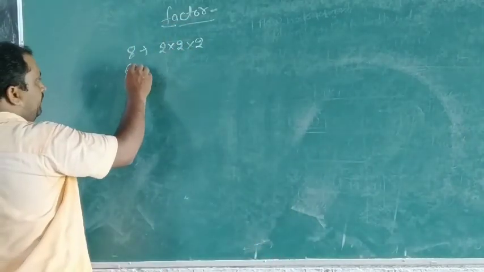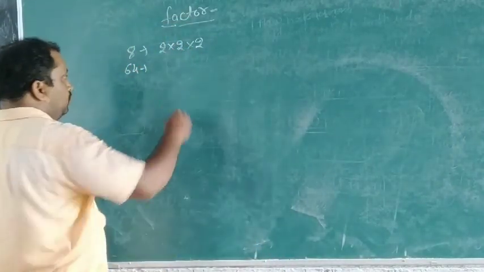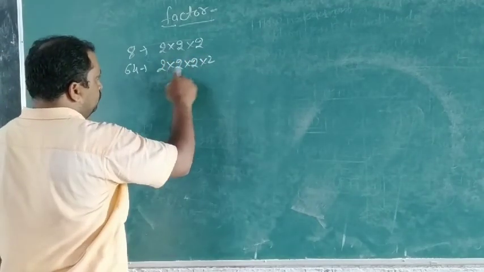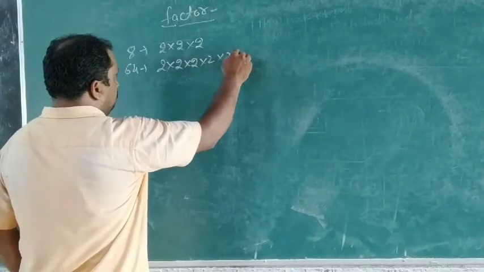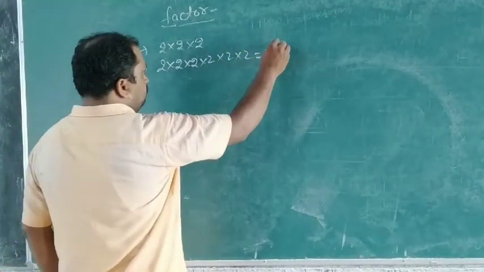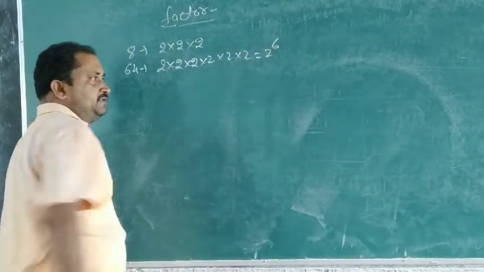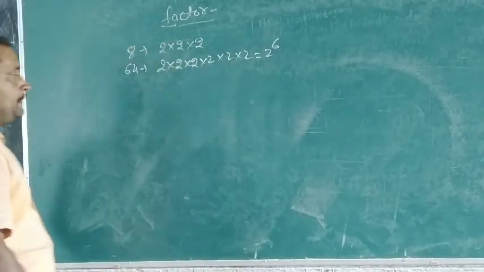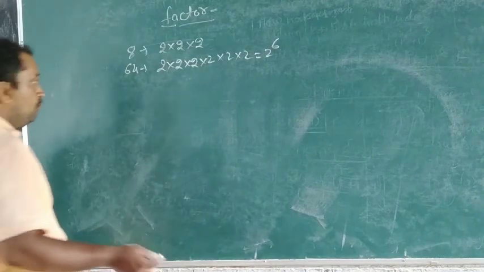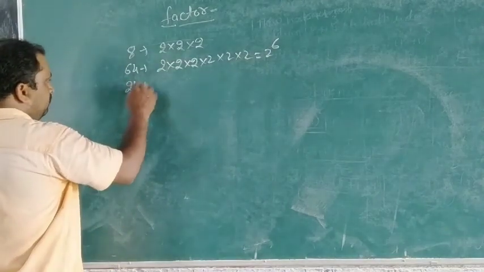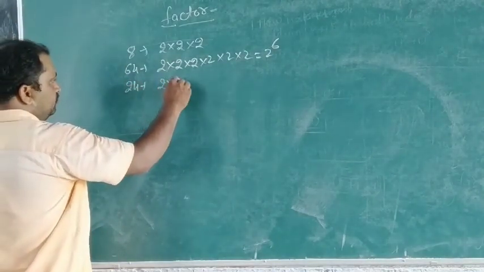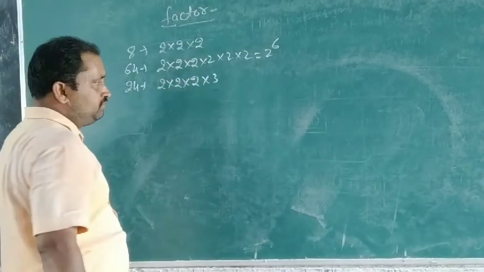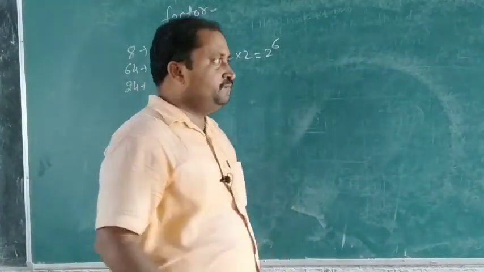हमने कहा what will be factor of 64? तो आपने कहा 2 into 2 into 2 into 2, this will be equal to 2 power 6. This is the factor of 64. What will be factor of 24? आपने कहा 2 into 2 into 2, 2 2 जा 4, 2 जा 8, 3 जा 24. This is the factor of 24.